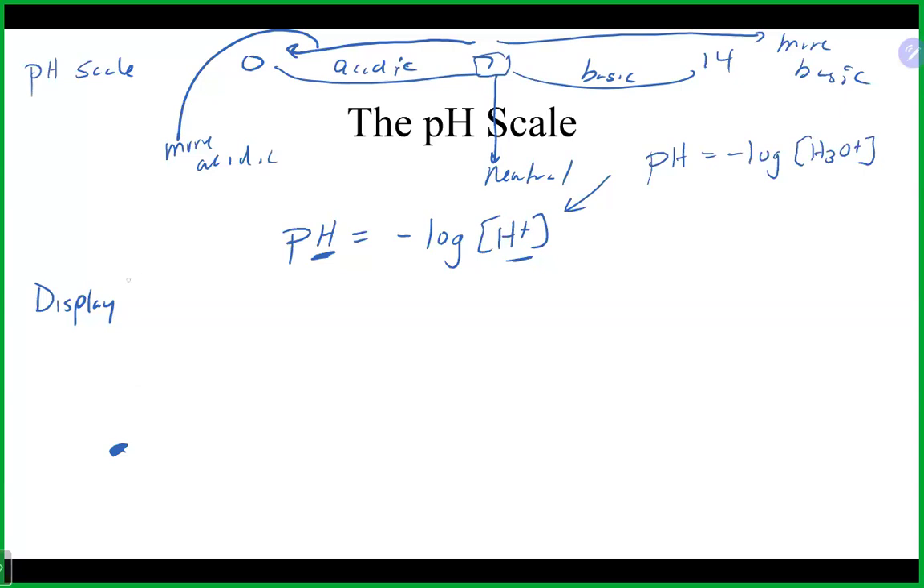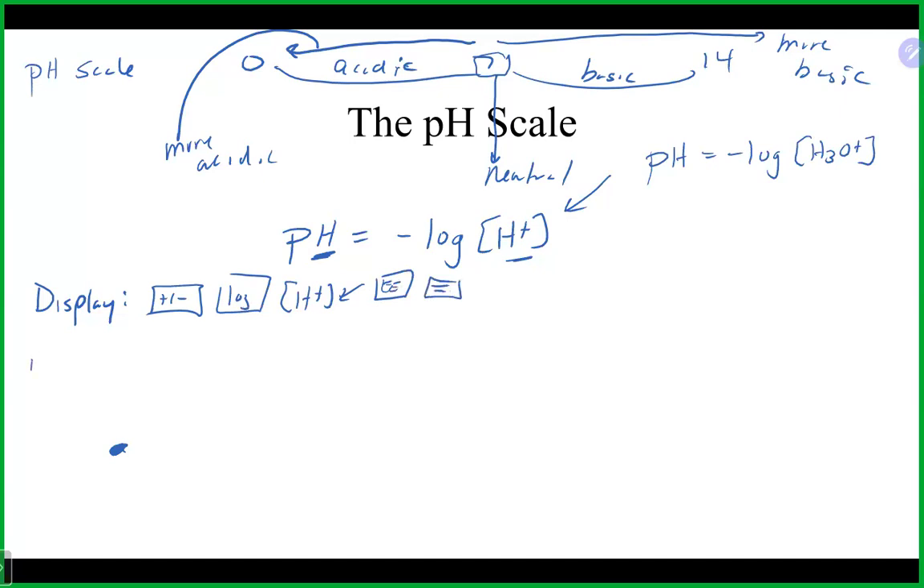But for a display calculator, if you do hit log and it actually says log, you would punch this in. You would start with the negative button. You would hit the log button, and then you would do your H plus concentration, making sure to use your exponent button as you punch it in. And then you would hit equals.